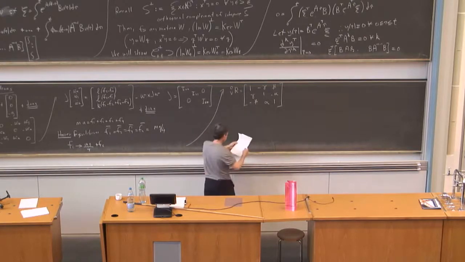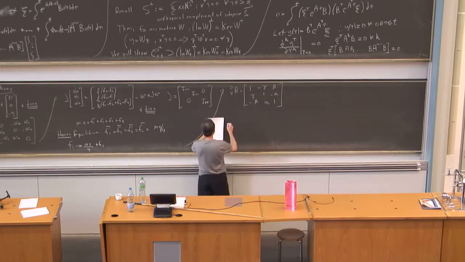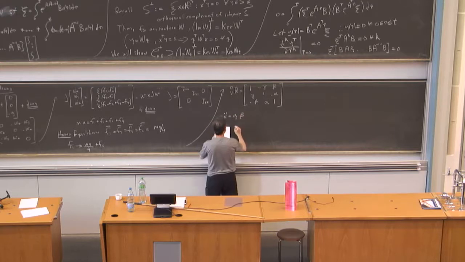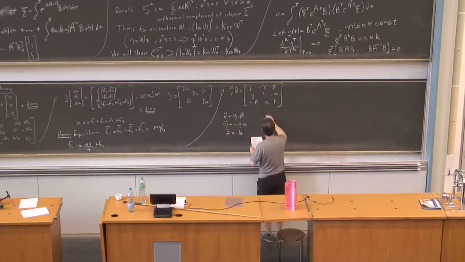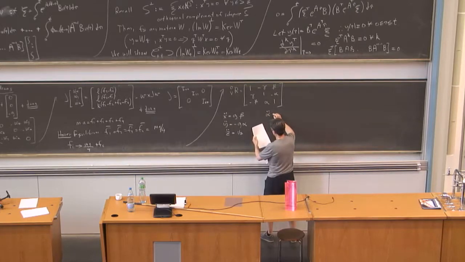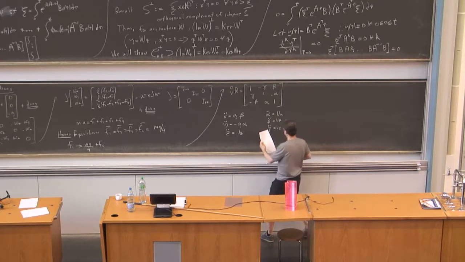So if you do that, your final equations that you get are x double dot is equal to g times beta, where beta is the small pitch angle. Y double dot is equal to minus g alpha. Z double dot is equal to u sub z, which I will talk about in a minute. Alpha double dot is equal to u alpha. Beta double dot is equal to u beta. Gamma double dot is equal to u sub gamma.